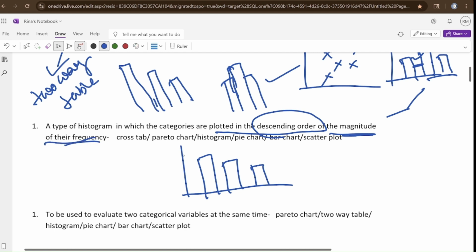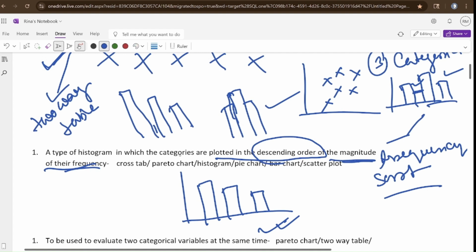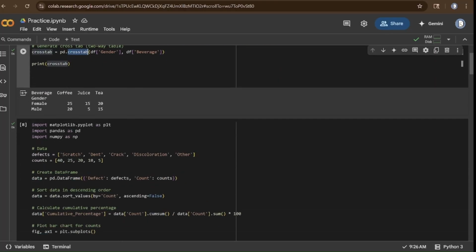Okay, so you have to first sort the data. You have to first calculate the frequency. Then only you can plot. This one I have just told you, this is nothing but Pareto chart. Okay, so it will look like this. Let me show you the code.